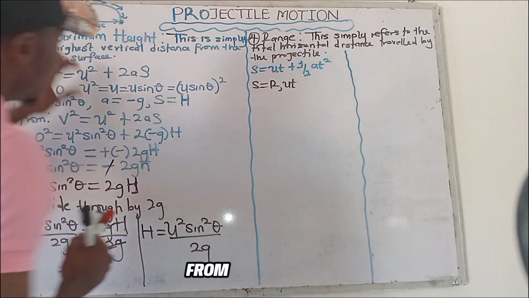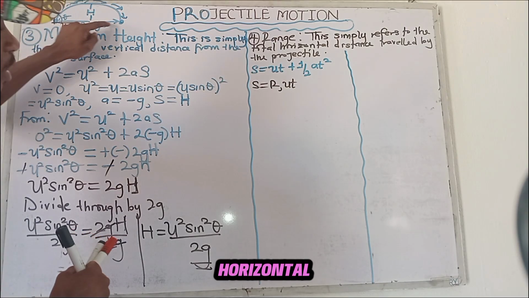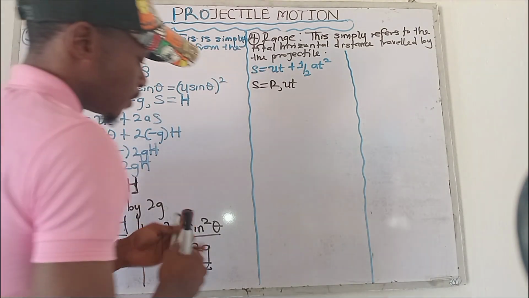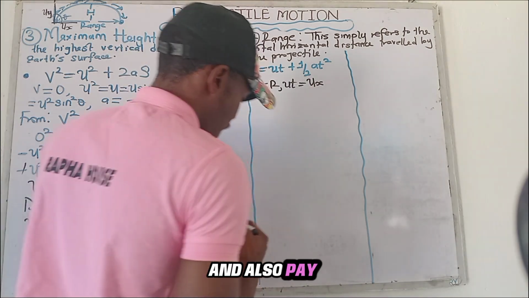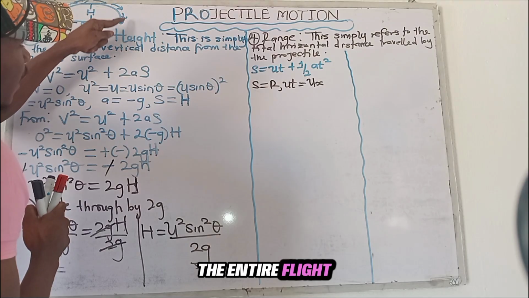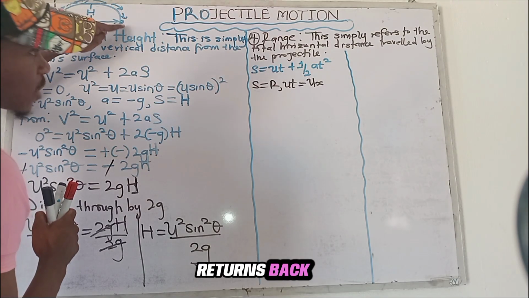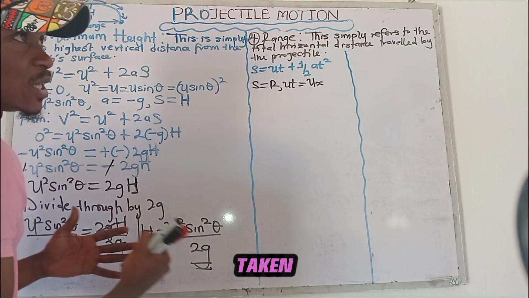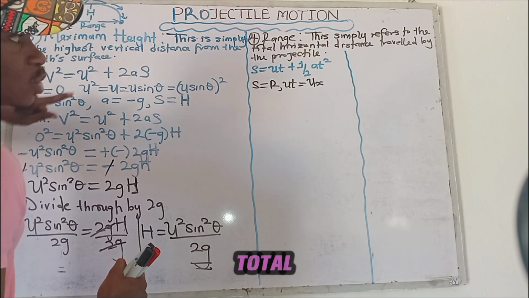Let's take a cue from this diagram once again. You can see that this is u, but the range is in the horizontal dimension. So ut will actually be equals to uxt. And also pay attention to the fact that range actually covers the entire flight time of the projectile from this point until the projectile returns back to the Earth's surface. So instead of small t, which is time taken for the projectile to reach its maximum height, it will be capital T, which is total time of flight.